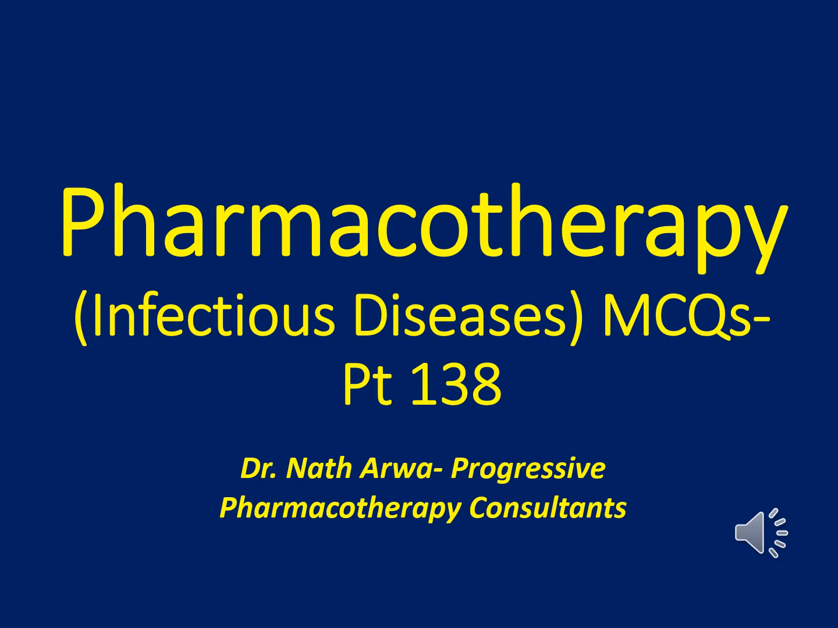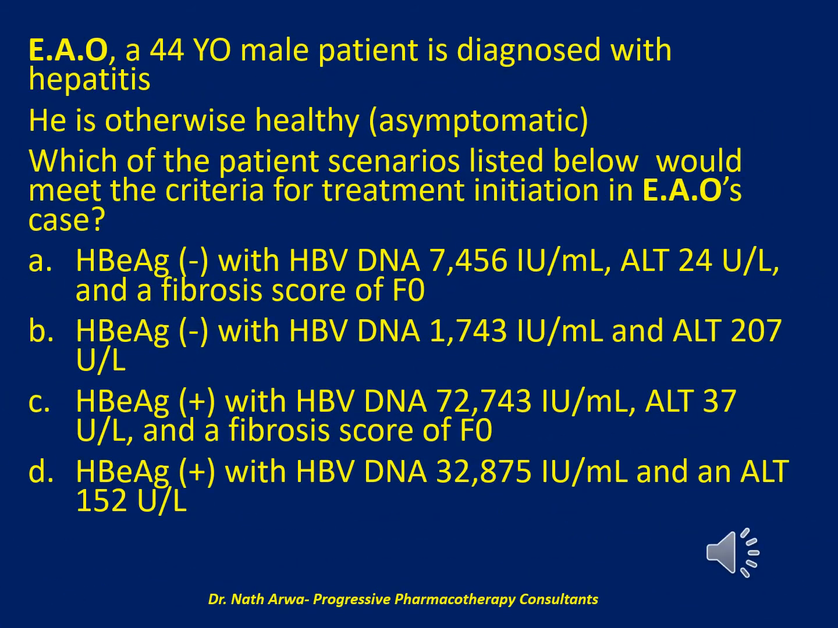I now welcome you all to part 138 of our Pharmacotherapy MCQ series, which majors in infectious diseases. And the first question reads, EAO, a 44-year-old male patient is diagnosed with hepatitis. He is otherwise healthy, he remains asymptomatic. My question to you is, which of the patient scenarios listed below would meet the criteria for treatment initiation in EAO's case? Would it be A.